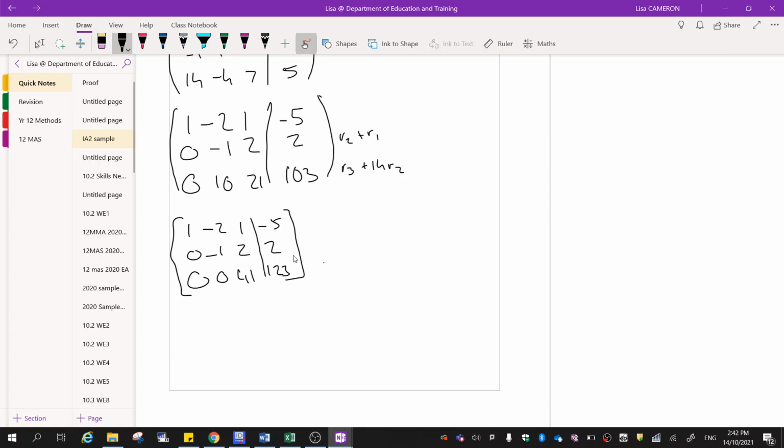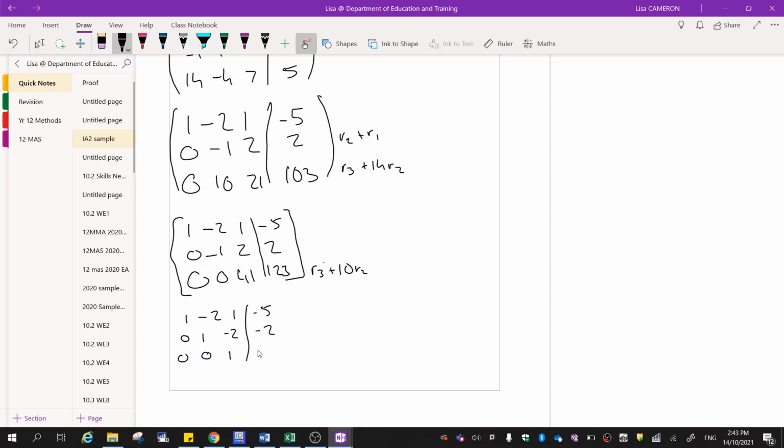So I'm going to write what I've done over here now. Row 1 stayed the same, and row 3 is row 3 plus 10 row 2. Now, our next step, we're going to keep row 1 the same again. We're going to do negative row 2, so 0, 1, negative 2. I forgot to write negative 5 back up here, but negative 2 goes over here. And then for row 3, we're going to do row 3 divided by 41. So row 3 divided by 41 is 0, 0, 1.